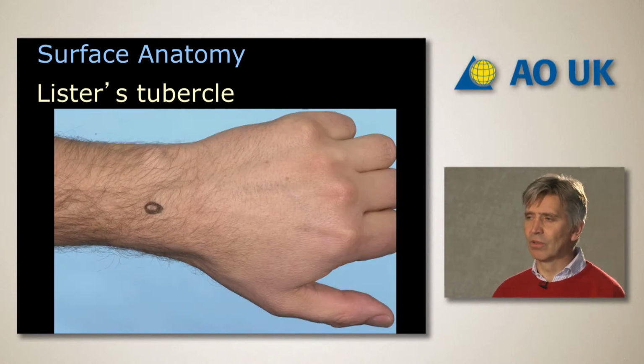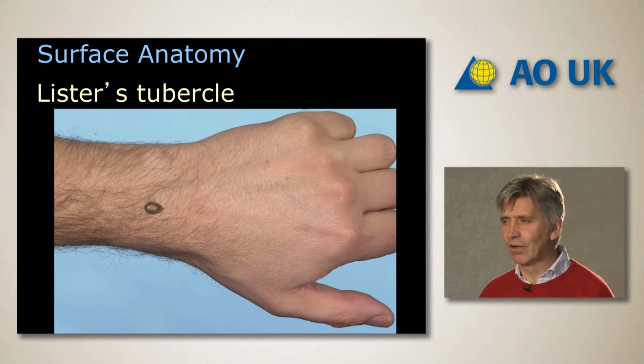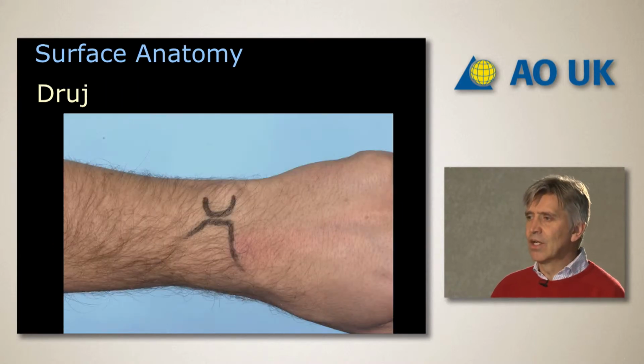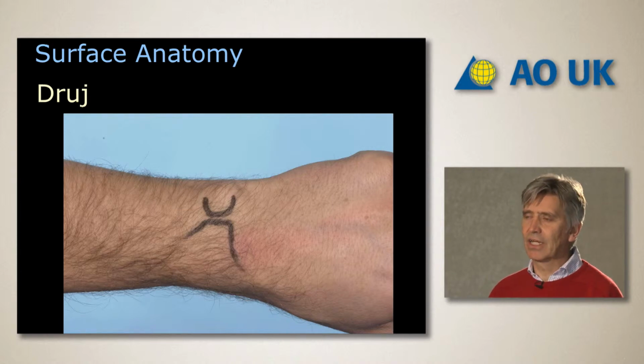Secondly, Lister's tubercle is felt on the back of the wrist, and this is the tubercle around which the EPL tendon runs. Just distal to the Lister's tubercle is the surface marking of the scapholunate joint. The distal radial ulnar joint is also palpable on the back of the wrist, and particularly if you pronate and supinate the forearm, you can actually feel this joint.